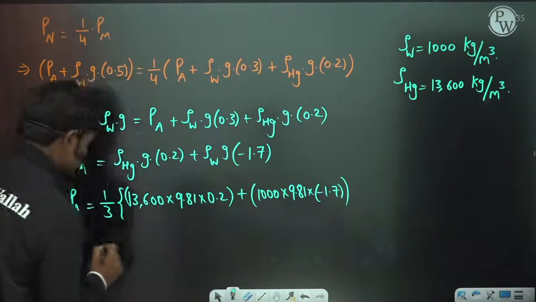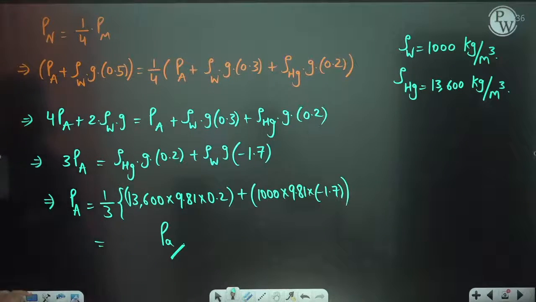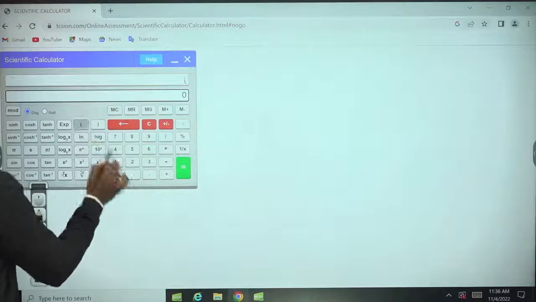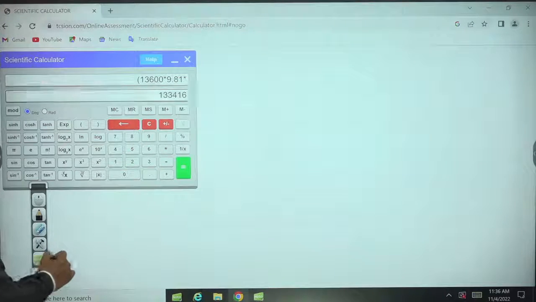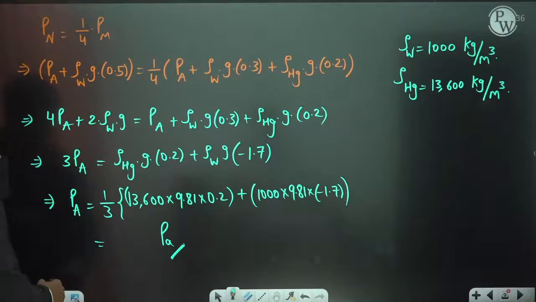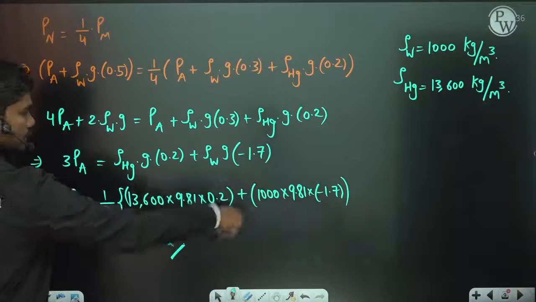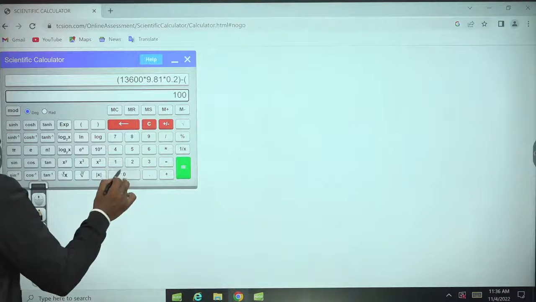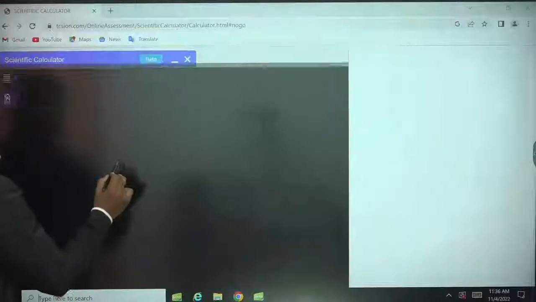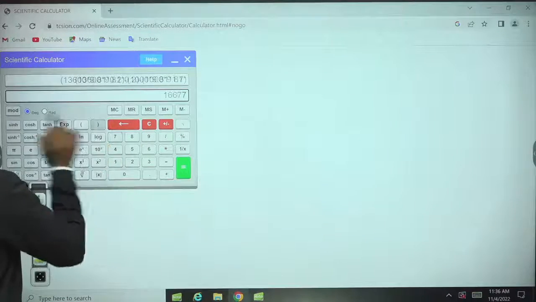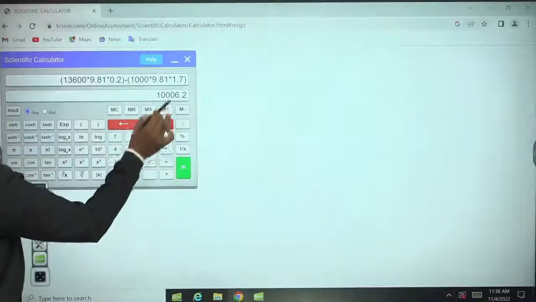So this many pascals is what you will get for the value of PA. Okay, so let us calculate this. 13,600 into 9.81 into 0.2. Because of this minus sign, there is a minus: 1000 into 9.81 into 1.7. So if you simplify this value, divided by 3.